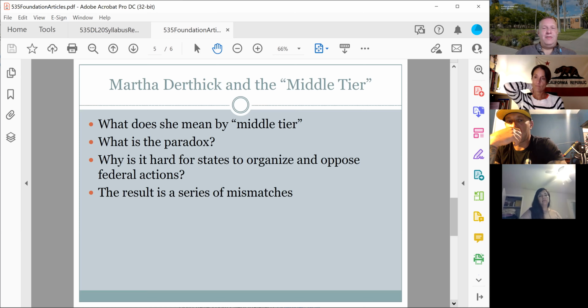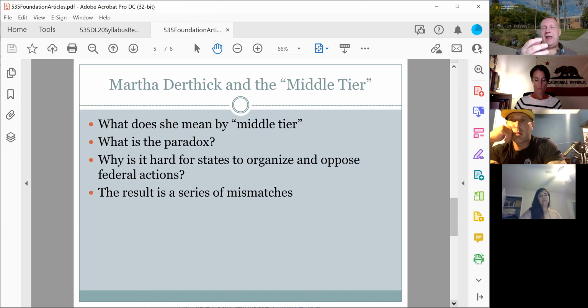And I think it is that awkward position, being in this middle tier where you're not necessarily at the dominant level, you're not necessarily at the submissive level of a local government, you're kind of in this netherworld in this middle tier. The paradox for her is that these states operating at this middle tier were the first governments. And so they predate the national government.